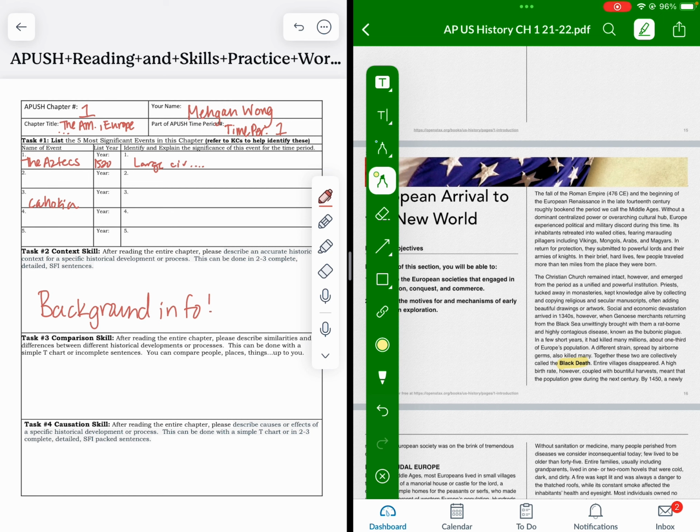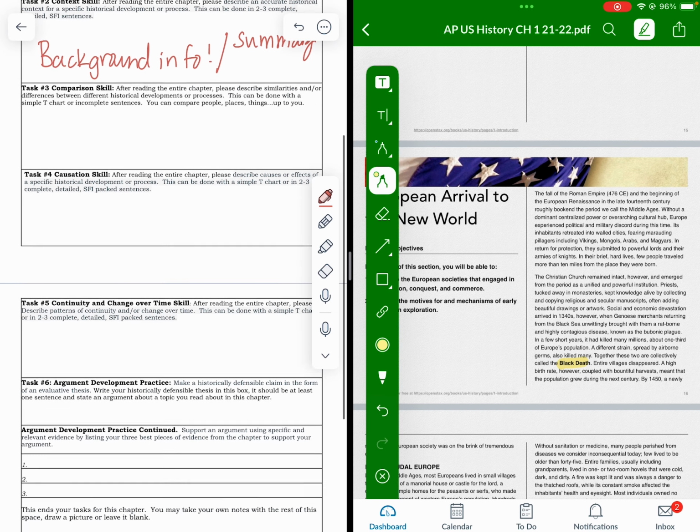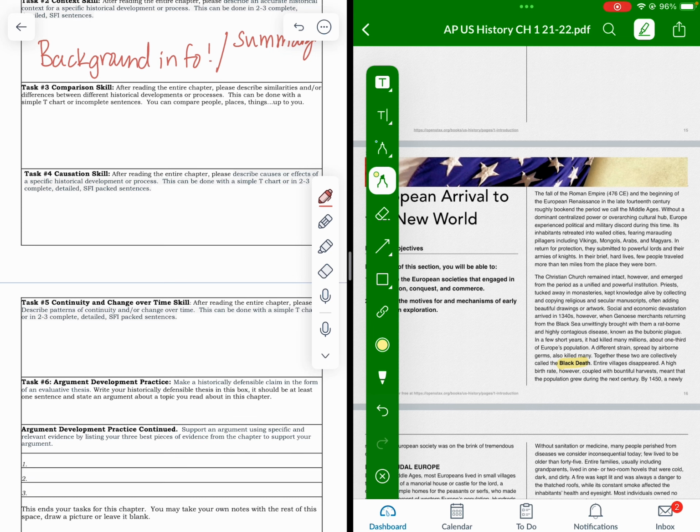Giving background info, like kind of a summary. Okay. Next is comparison. Comparison is pretty simple. In here it says, after reading the entire chapter, please describe similarities and or differences between different historical developments or processes.